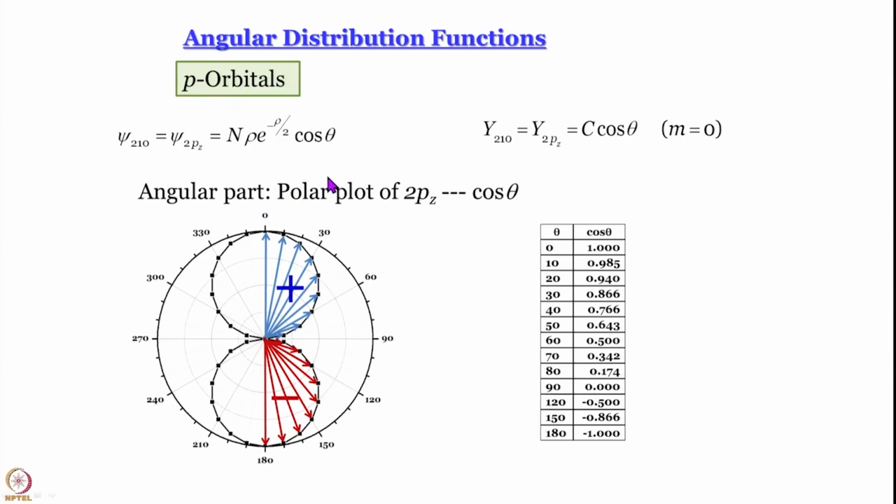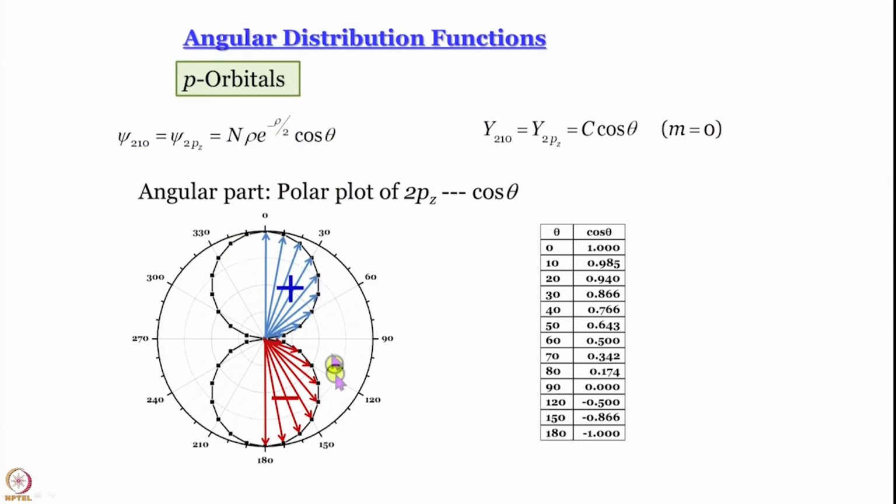What about phi? Where is the phi part? E to the power i m phi, m is equal to 0. Remember 210 means m equal to 0. So that phi part essentially becomes 1. We will discuss later what happens when m is non-zero. We will see later on what happens when this phi part does not conveniently become 1 or a constant, and how to deal with that. But for now the only angular part that we need to concern ourselves with is cos theta.